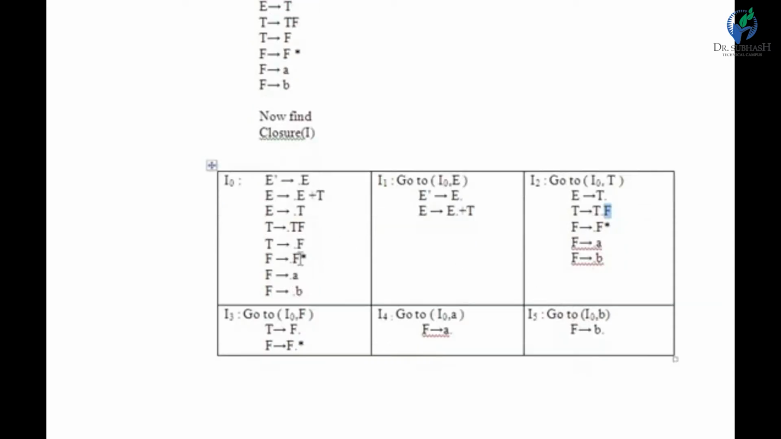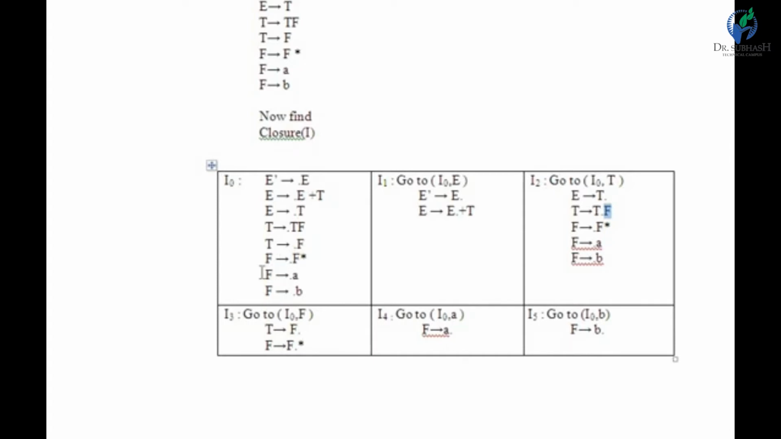Next, this T is already considered. Next, move I0 to F. So the next state will be I3. So T gives F dot, and here F also produces. So F gives F dot star.